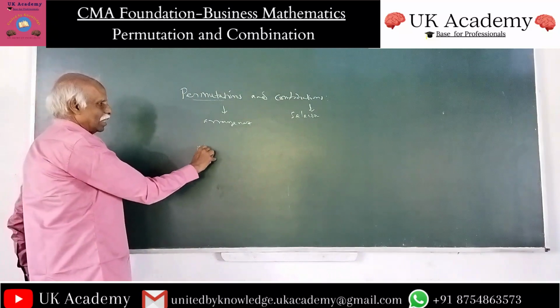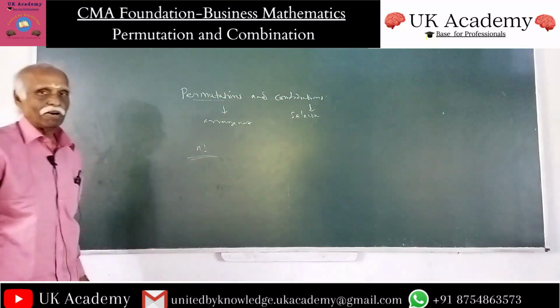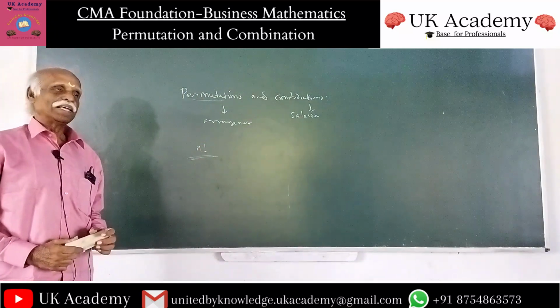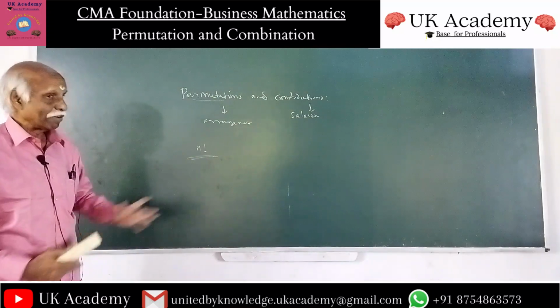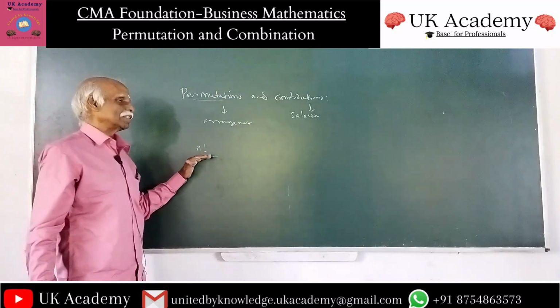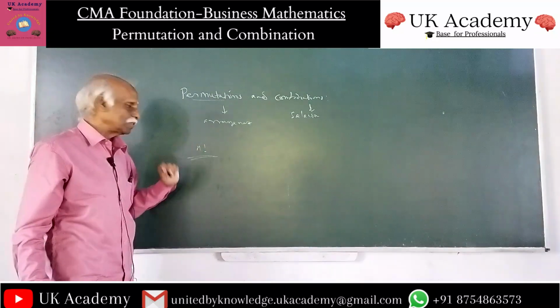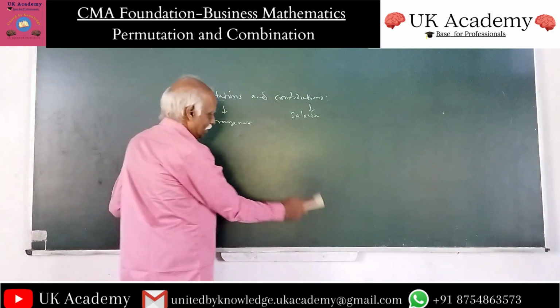This is a very interesting one. N different objects can be arranged in n factorial ways. All the n should be different objects. Okay, now another question comes.